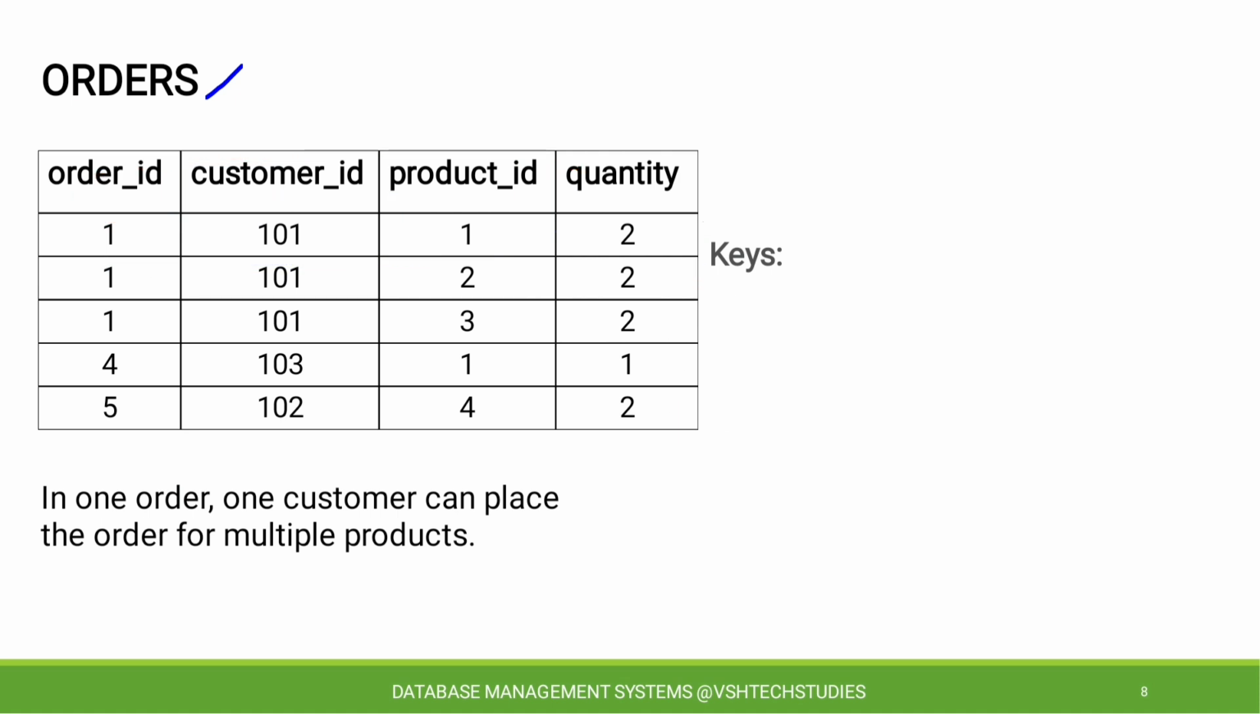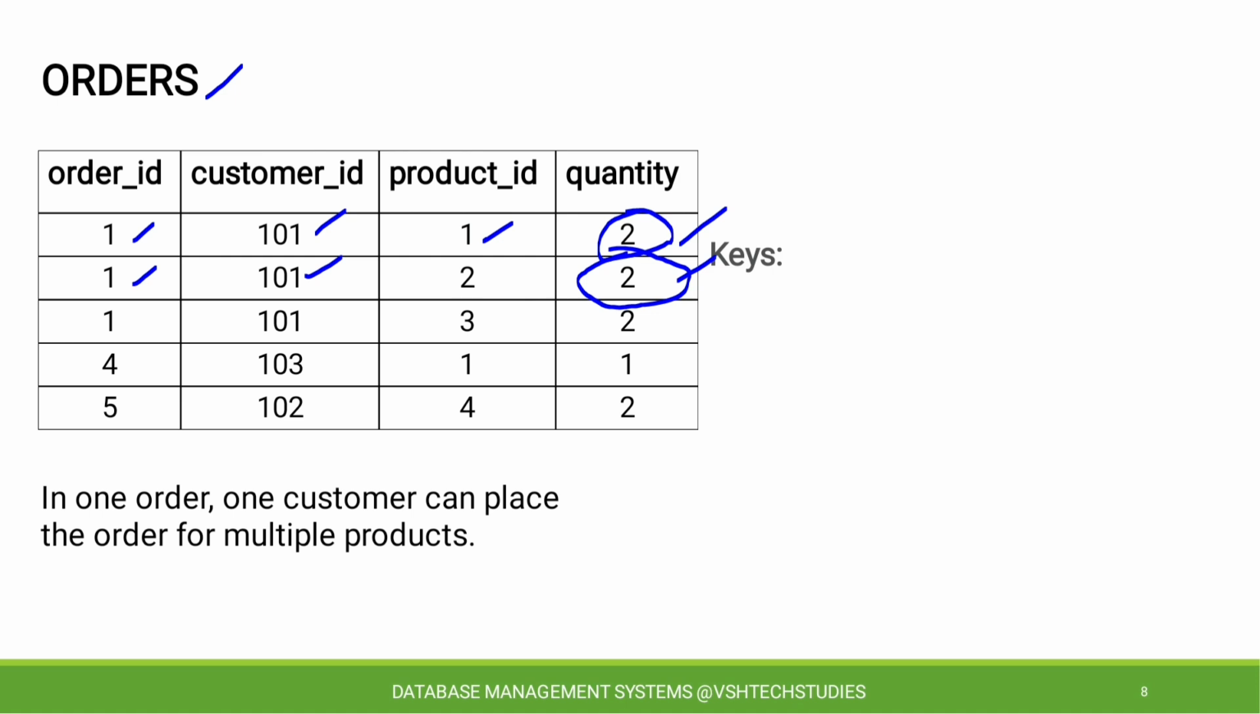Okay. So this row shows that customer with customer ID 101 in order ID 1 purchasing product with product ID 1 of 2 quantity. In this row, the same customer with ID 101 in the same order ID 1 placing the order for same amount of product.